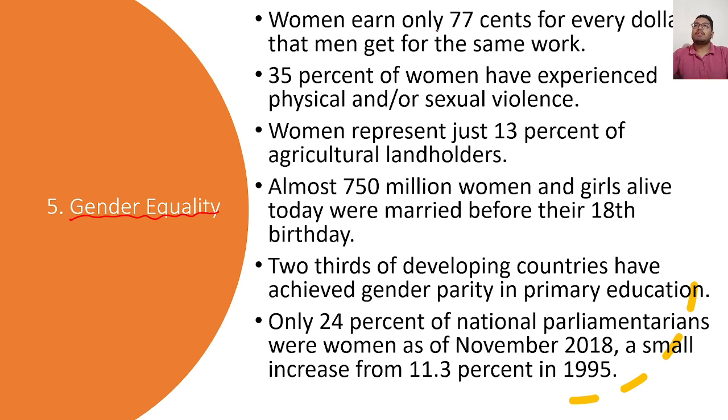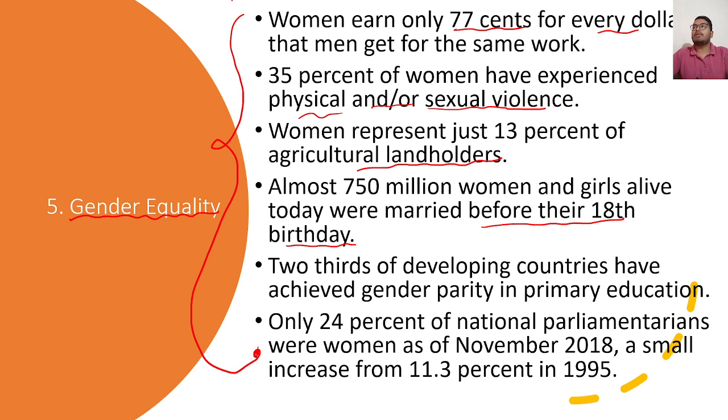First, women earn only 77 cents for every dollar that men get for the same work. 35% of women have experienced physical or sexual violence. Women represent just 13% of agricultural land holders. Almost 750 million women and girls alive today were married before their 18th birthday. So we want to reduce all these things through the SDGs.